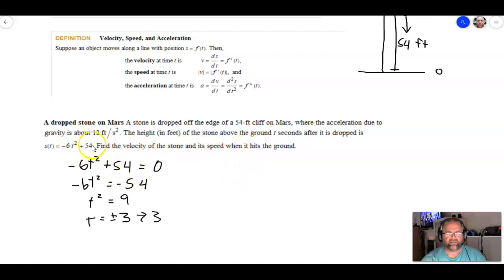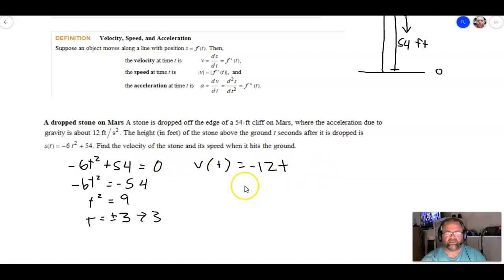So to find the velocity of the position function from above here, we're just going to take the derivative with respect to t of the position function. So velocity of t is equal to the derivative of this. We'll just use the power rule and the constant rule there. So you're going to get negative 12t, and the 54 cancels out.